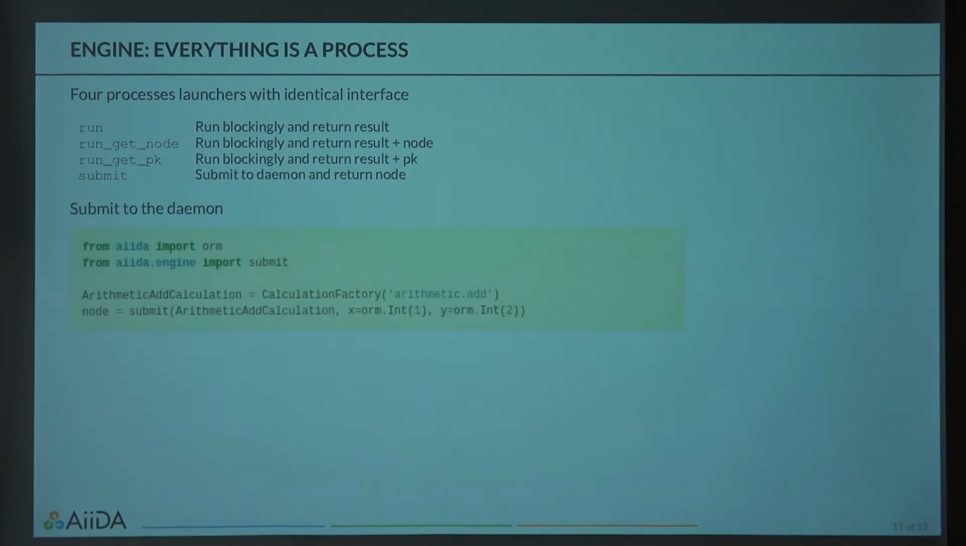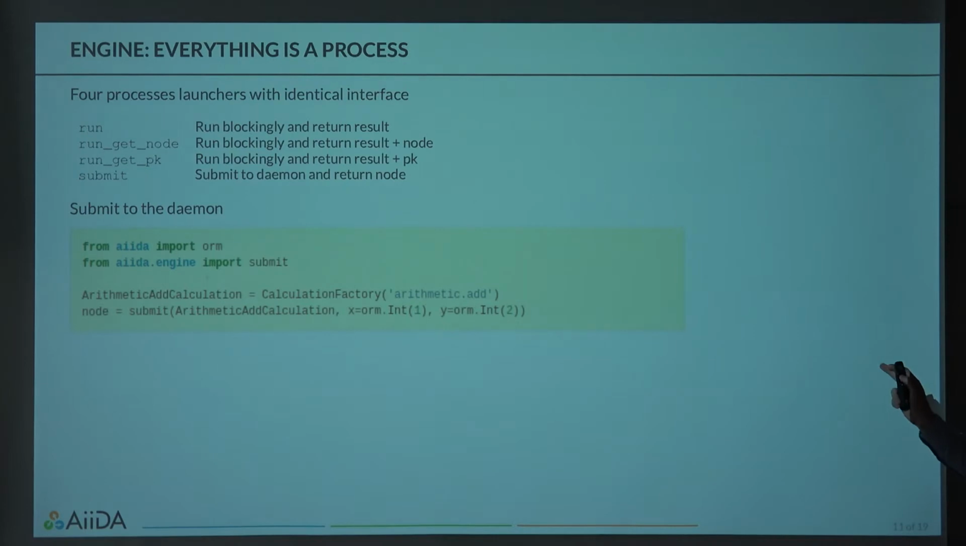And the way these work, because you will see these in the tutorial today, and I wanted to give you a quick overview. All of these launchers have the following syntax. You call them, it's a free function. The first argument is the process class, so it can be the calculation, or the work chain. And then the inputs you pass as keyword arguments. This we have already seen, the arithmetic add calculation. In this case, we're going to submit it to the daemon. We pass the process class, and we say input x equals this integer, and input y equals this integer. And this will return a node that represents the execution.